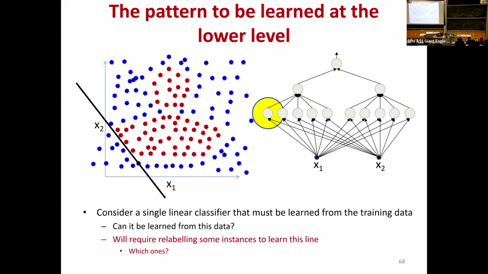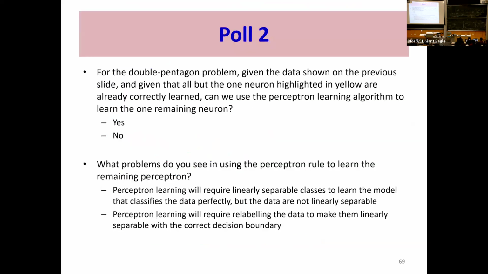Which instances do I relabel? How do you know? Remember that if you mislabel one instance, the entire network is off. How would you know, right? So here's a poll, and then we'll get back to that question.